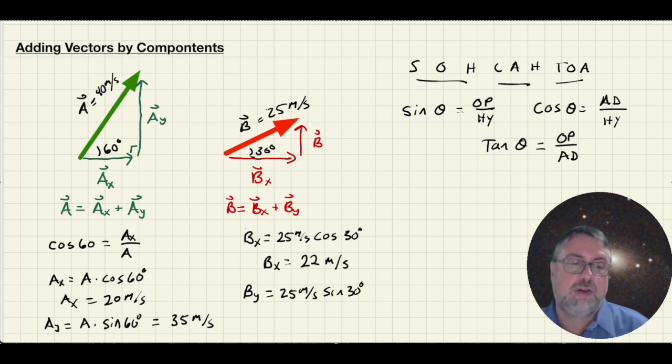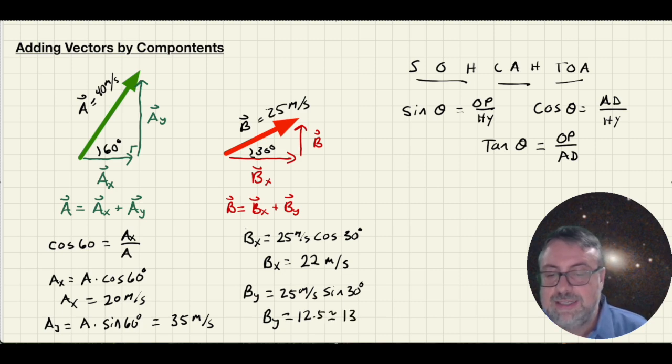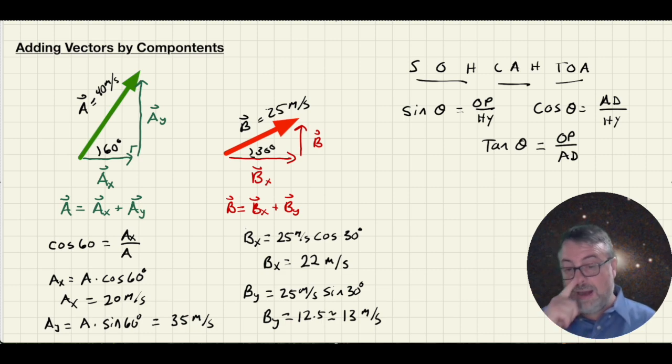Well, the sine of 30 degrees is the same as the cosine of 60 degrees. So that means that By is going to be equal to 12.5, or approximately 13 meters per second. All right, I'm rounding for the purposes of making the calculations a bit easier in the notes. If you're working on the website, you should work to 3 sig figs. These are rounded to 2.